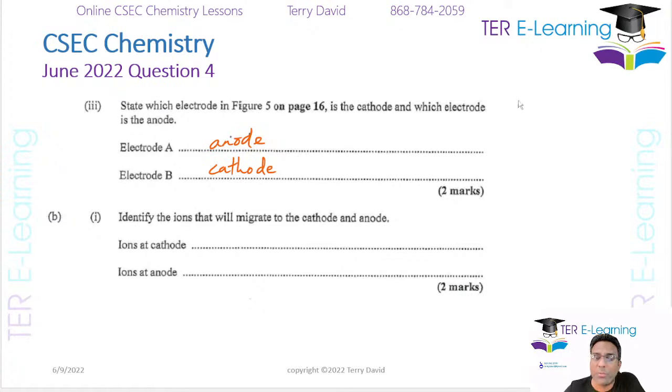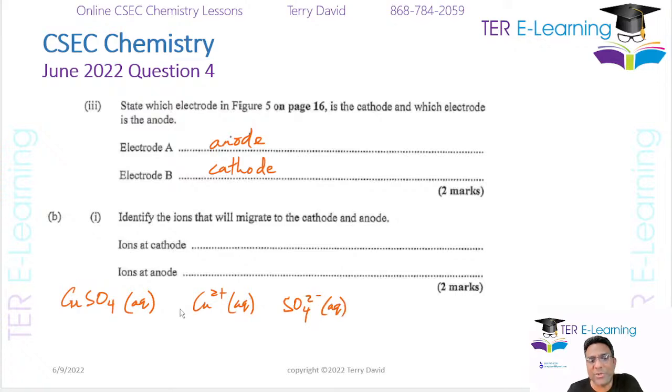The next thing they said here now: identify the ions that will migrate towards the cathode and the anode. Now, whenever you have a solution, so you have copper sulfate aqueous, how you analyze an electrolysis, we look at the obvious ions first. So you know you're going to have Cu2+ aqueous, and SO4 2- aqueous. But at the same time, because you have this thing in solution, you're going to have H+ from the water, and OH- from the water as well. So I have 4 different ions present here.